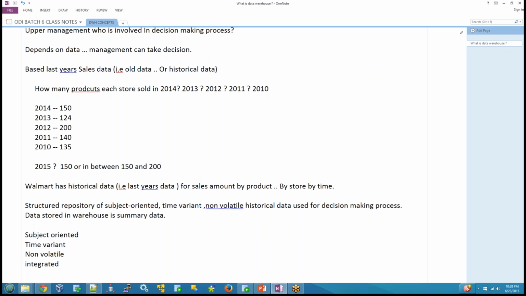The data stored is summary data. I don't want each and every detail. Only the required information will be stored in the warehouse, not each and every detail of the record. So these four are the characteristics of your warehouse: subject oriented, time variant, non-volatile and integrated. So what is subject oriented? What is time variant? We will see here.